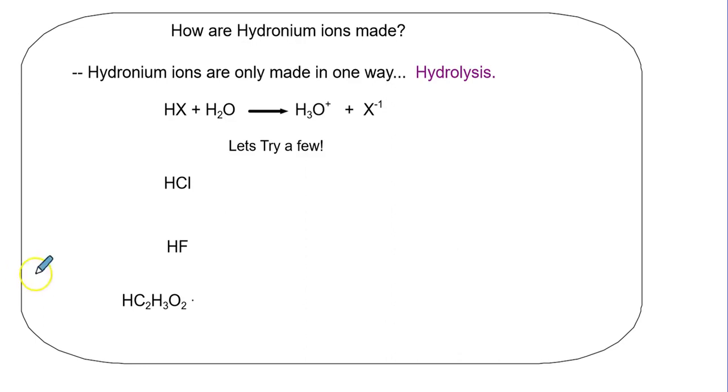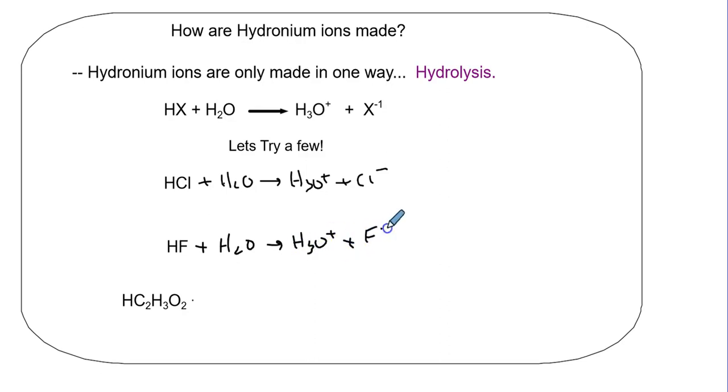Okay, so let's try it out. Let's write a few of these out. Take a moment, pause the video, and let's write these out. Okay, HCl plus water yields H3O plus Cl minus. HF plus H2O yields H3O plus F negative. And HC2H3O2 plus H2O yields, now this is my whole anion, C2H3O2 negative plus H3O plus.